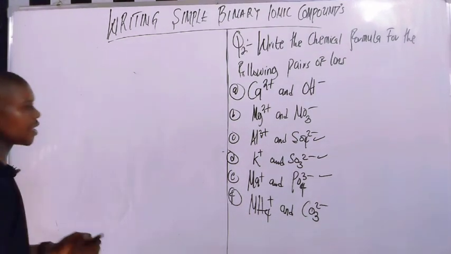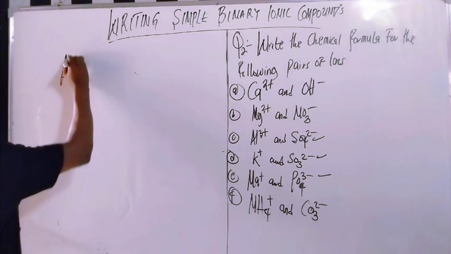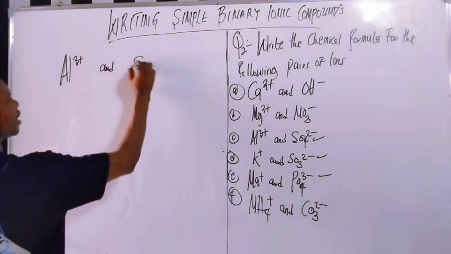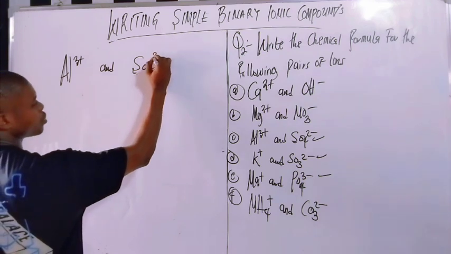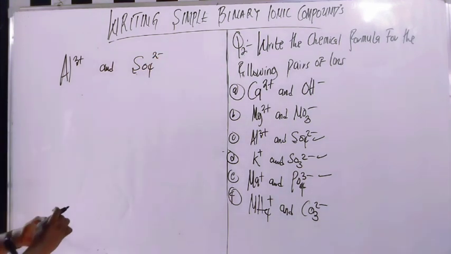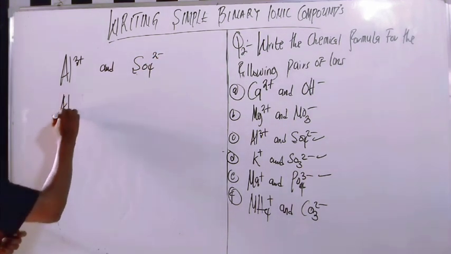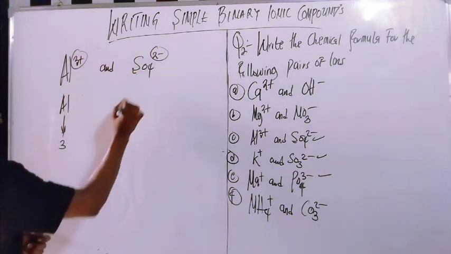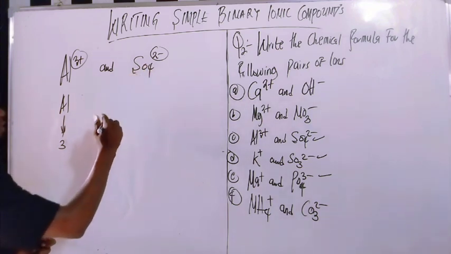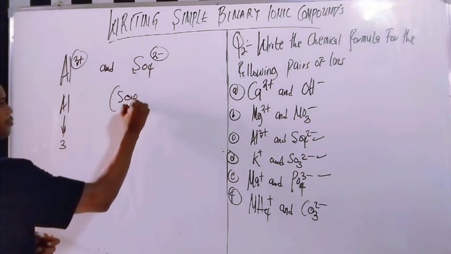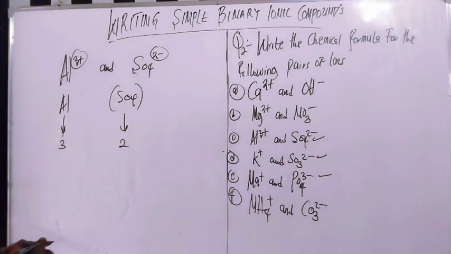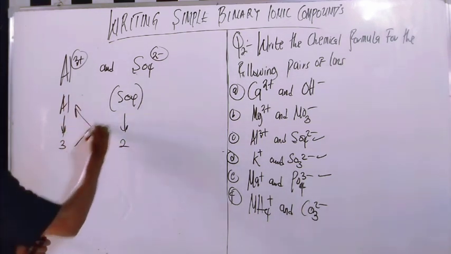So if you do that, here we have Al3+ and SO4 2-, right? So what I want to do here is Al, which is 3, right? Now this one is minus 2, so SO4 will be in brackets, SO4 brackets, then this 2 here. Can you see that? So this guy will move here, this guy will move here.